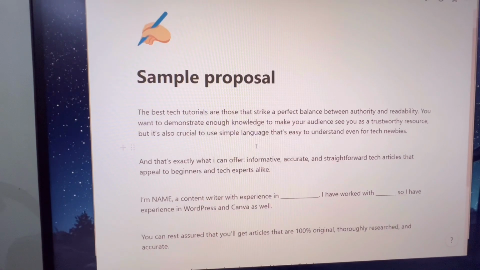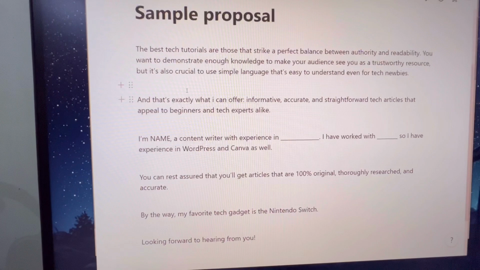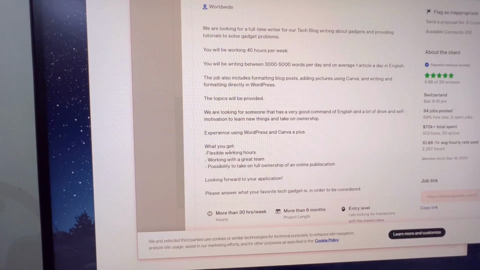And then that's when you start talking about yourself. So notice that this one is all about the client's needs, all about their business, what they need. And you only really talk specifically about yourself midway through. I am name, a content writer with experience in blah, blah, blah. I have worked with blah, blah, blah. So I have experience in WordPress and Canva as well. So don't make this too long. I made sure to mention this because that's actually included in their job post. Experience using WordPress and Canva is a plus. So obviously, if you have that, don't forget to highlight that in your proposal as well.